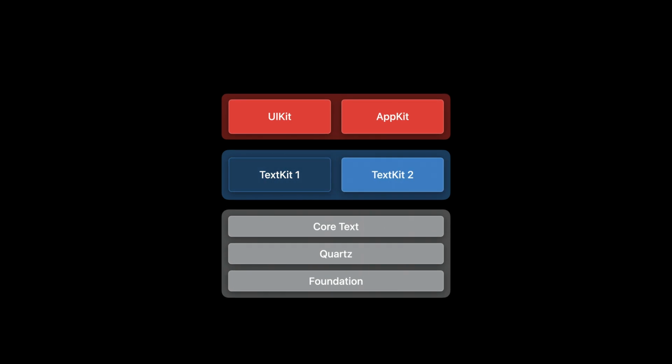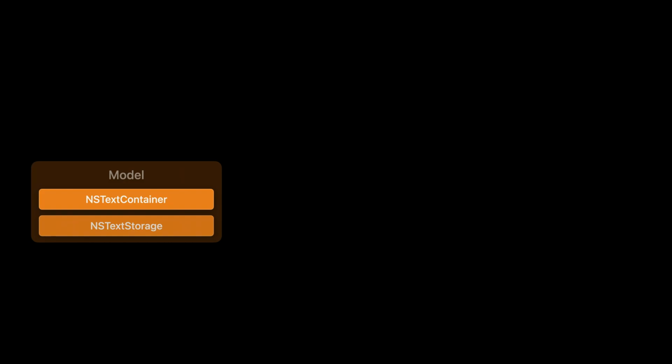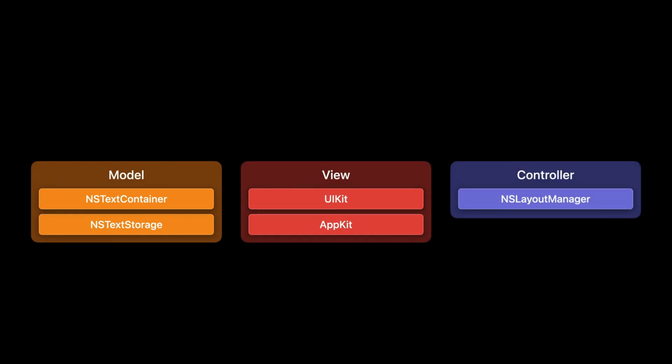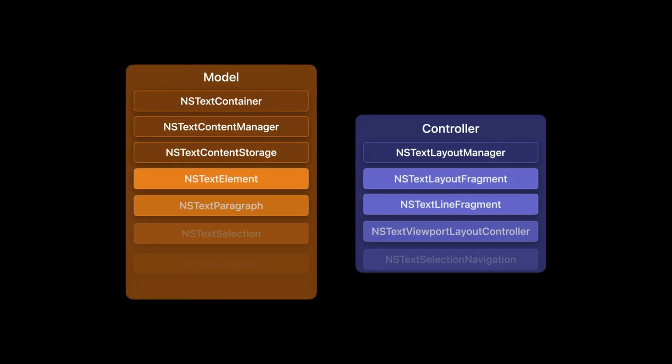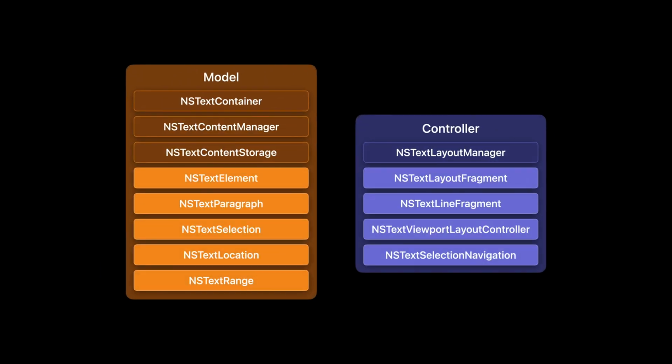TextKit 2 coexists with TextKit 1. Just like its predecessor, TextKit 2 is built on top of Foundation, Quartz, and Core Text. Text controls in UIKit and AppKit are built on top of TextKit 2. TextKit 2 also loosely retains the MVC design of its predecessor. The view portion remains in the view objects of the UIKit and AppKit frameworks, while there are new versions of our old friends, NSTextStorage and NSLayoutManager. In addition to these new versions, there are many more new classes and protocols joining the model and controller layers.